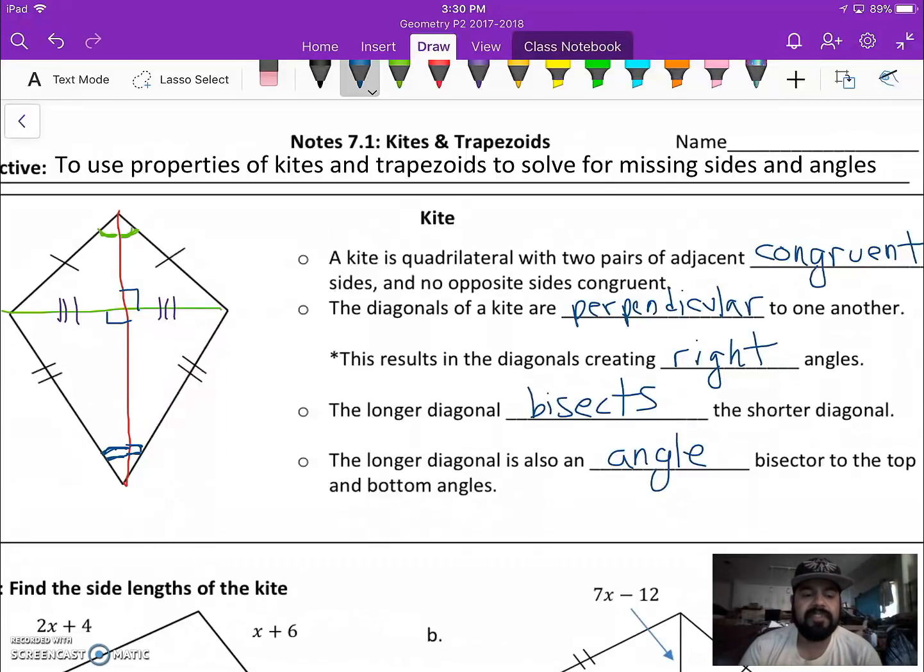So your diagram should somewhat look something like this. You don't always have to make these markings, but just know that these properties will be used when we need to solve for a missing side or angle. So let's go ahead and move on to our first example.